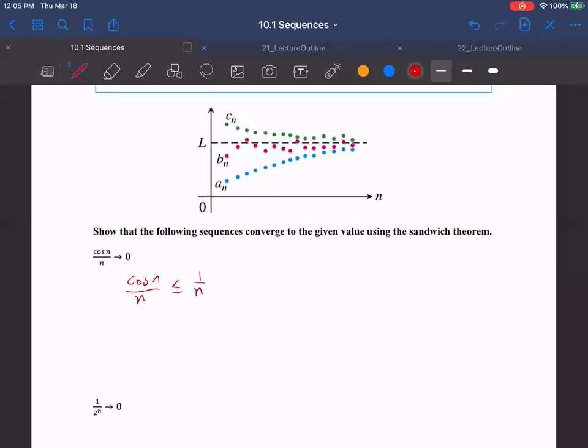Yeah. So we can also do this, -1 over n. And so it's sandwiched in between those. And since we know the limit as n goes to infinity of plus or minus 1 over n is 0, therefore cosine n over n also goes to 0.